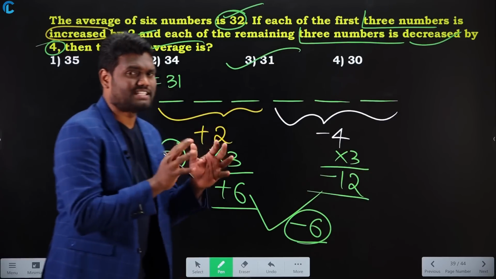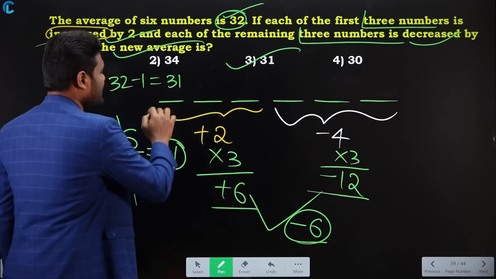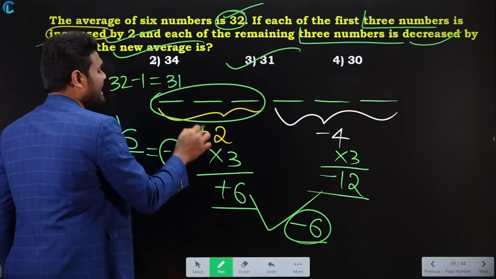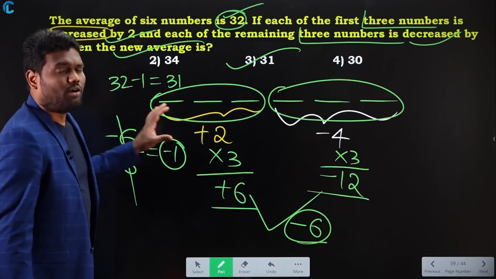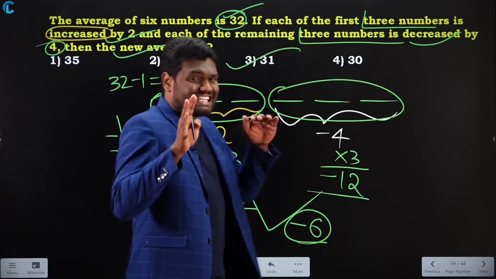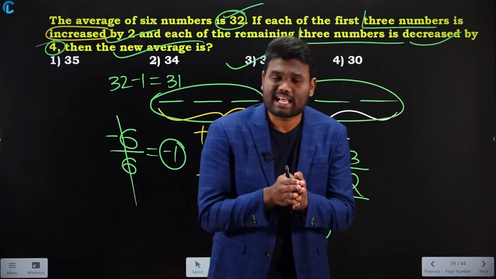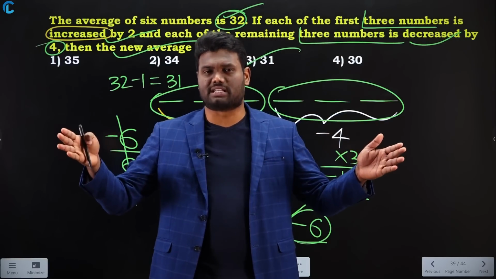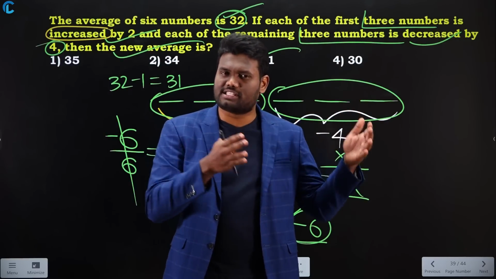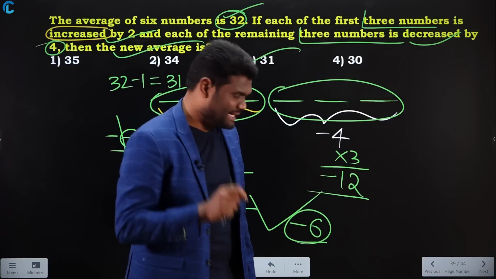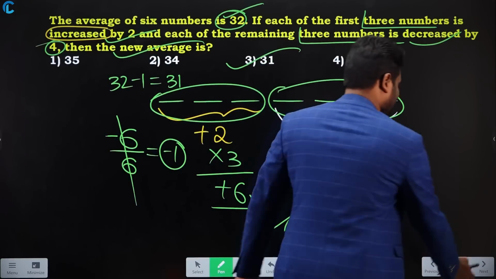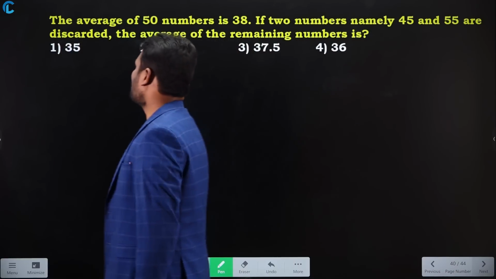This is also a very simple question. But what happened here is, first 3 numbers increased by 2, last 3 numbers decreased by 4. Now overall if you calculate, you are going to get 6 less. Now this 6 has to be distributed for all the 6 numbers. When the 6 is distributed for all the 6 numbers, each of them decreases by 1. If each of them decreases by 1, average also decreases by 1. Let us look at the next one.